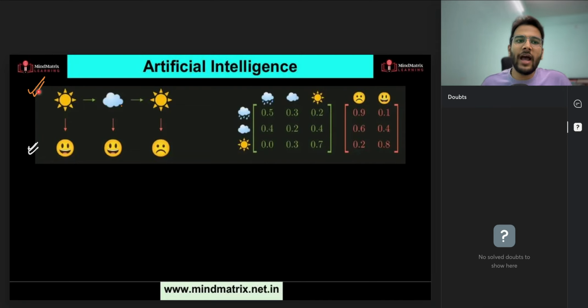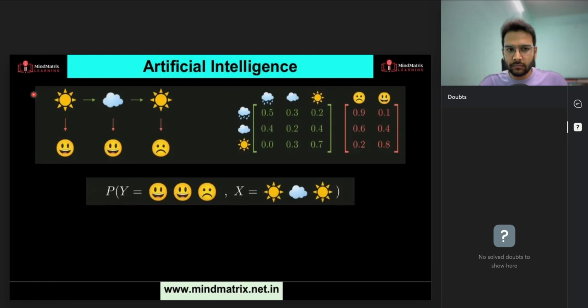But now if I have to find the most likely sequence, the weather sequence, how can I do it? Let's try to understand it.